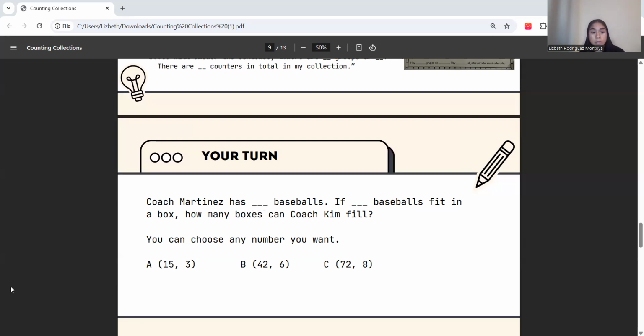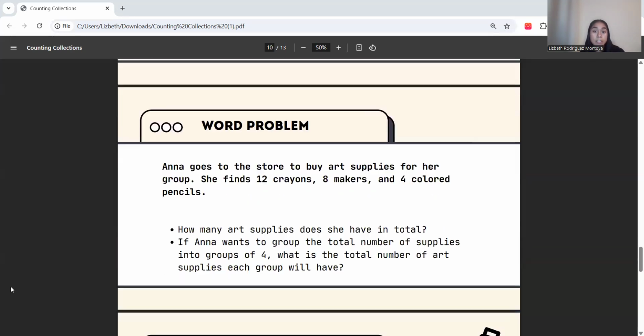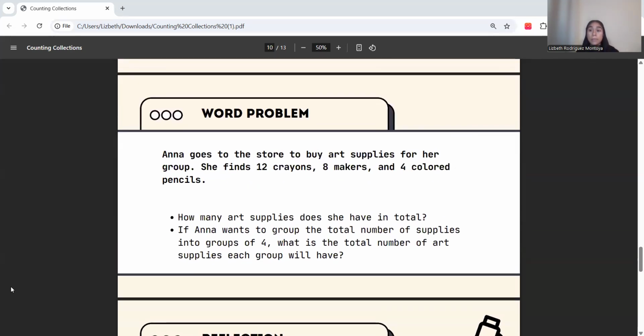Okay, so now we're gonna go on to our last one, and I would want you guys to do this one on your own. So I'll read out the question to you guys, and I will want you to try this on your own. So Anna goes to the store to buy art supplies for her group. She finds 12 crayons, 8 markers, and 4 colored pencils.